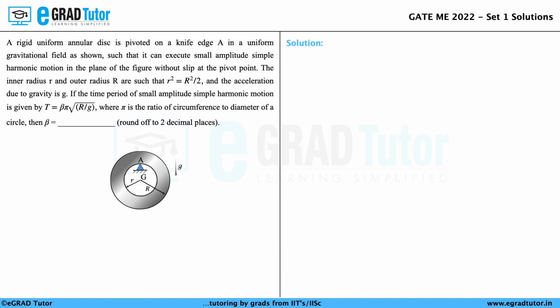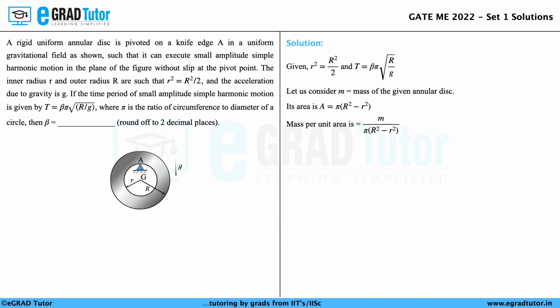We are given a couple of relations, which are small r square is equal to capital R square by 2 and the time period of simple harmonic motion, which is capital T, is equal to beta into pi into under root capital R by g. Let us consider small m as the mass of the given annular disk. The area of the given annular disk can be written as A is equal to pi into capital R square minus small r square. Mass per unit area is written as m by pi into capital R square minus small r square.